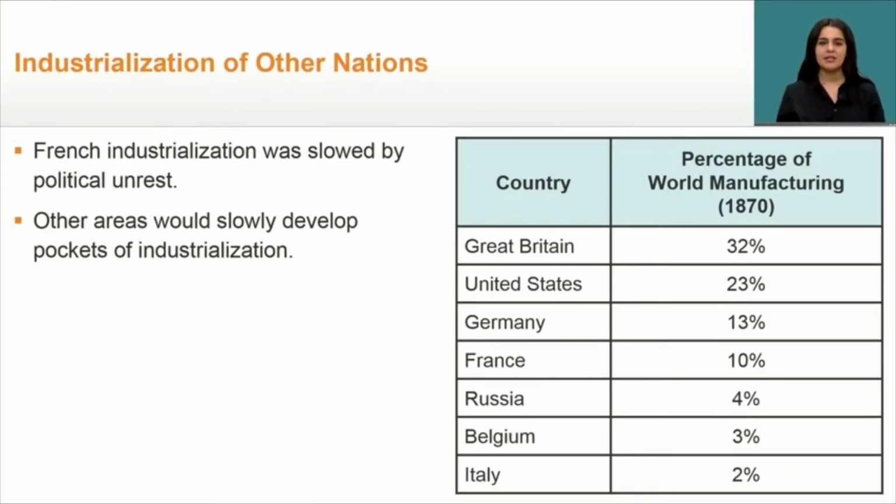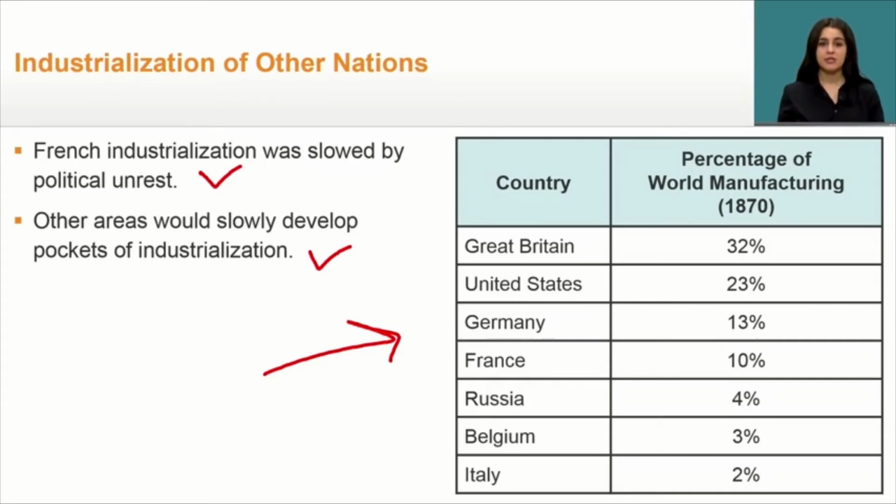By 1870, industrialization had spread to the U.S. and Europe. French industrialization, which began about 1850, was slowed by political unrest. Other areas would slowly develop pockets of industrialization. Take a look at this chart right here. This chart compares the level of production of different industrialized nations by 1870.